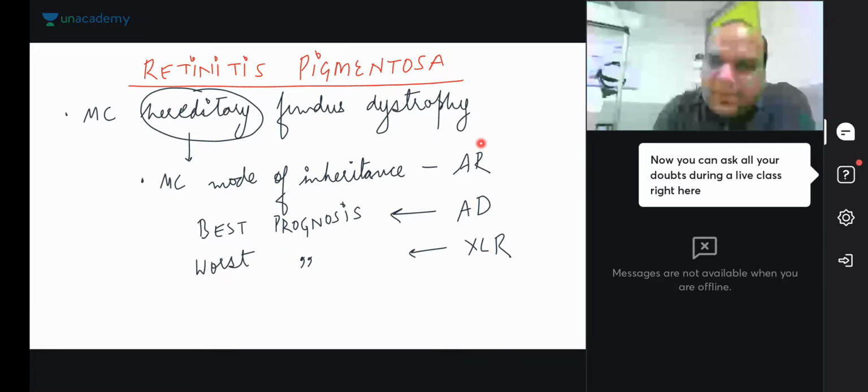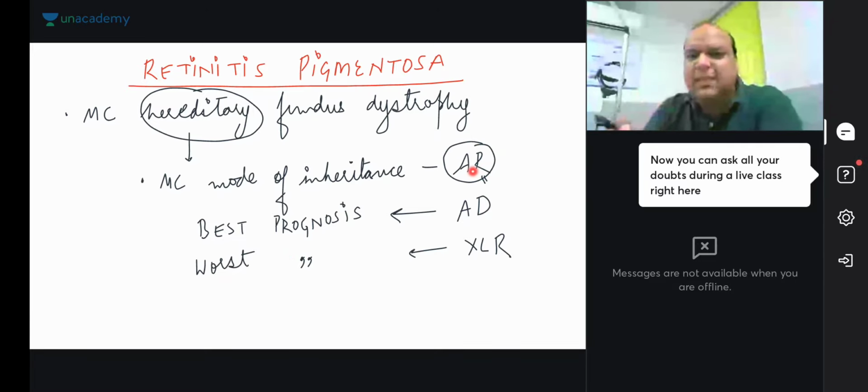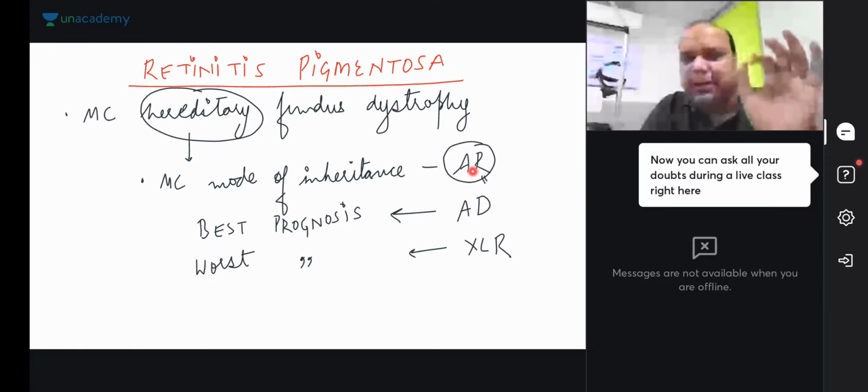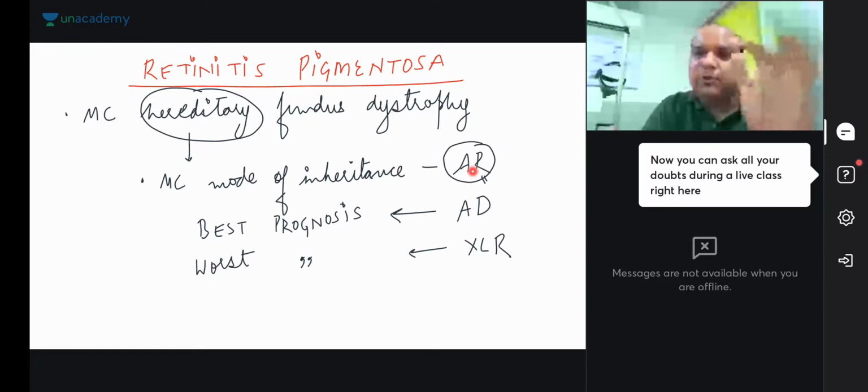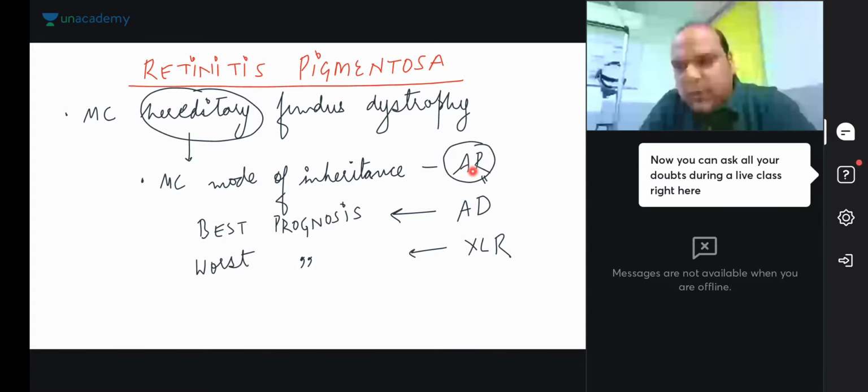Students somehow keep on mistaking this question. In a lot of places, I've seen that the most common mode of inheritance is given as autosomal dominant. Please do remember it is autosomal recessive. It can be autosomal dominant, but the most common is autosomal recessive. Then, everybody, there is no confusion. Now after we have done the inheritance, let's see the symptoms of retinitis pigmentosa.